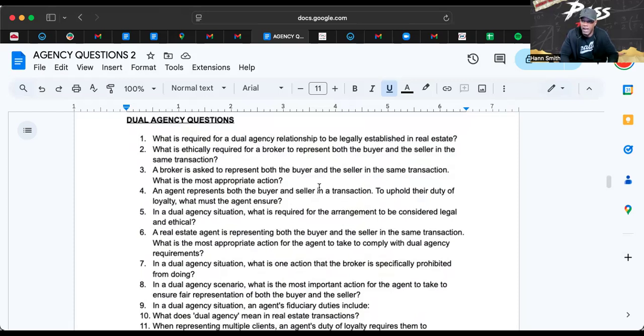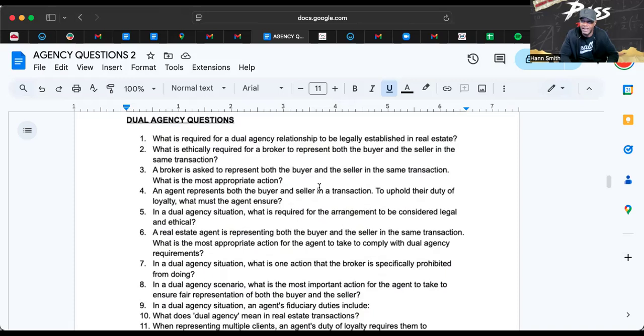You have designated agency, where two agents for the same broker are in company split: one representing the buyer, one representing the seller. Sub-agency, just know the definition. You also have non-agency relationships, which are facilitators and transaction brokers. They don't have any agency relationships. So know those things for the test.